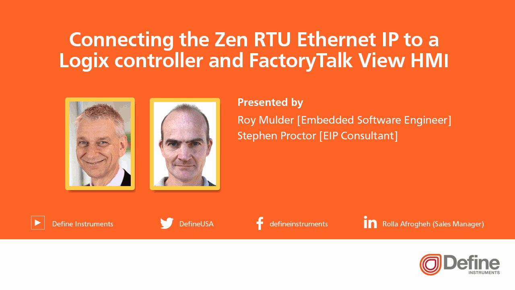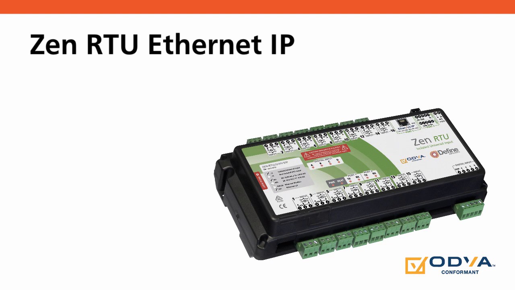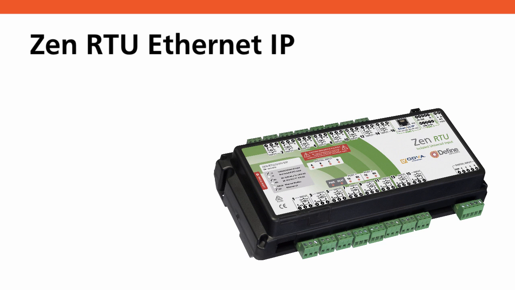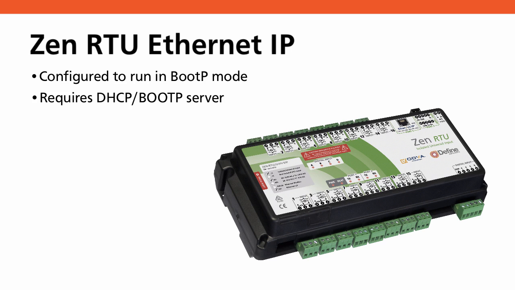First, let's look at the Zen RTU EIP. Our Zen RTU EtherNet IP module is passed by ODVA, it's passed conformance testing. We have on our website EDS files and associated Logix files, so you can download and hopefully interface this very quickly to your system. The Zen RTU EIP is configured to run in boot P mode, so you will need a boot P server on your network to work with this device.